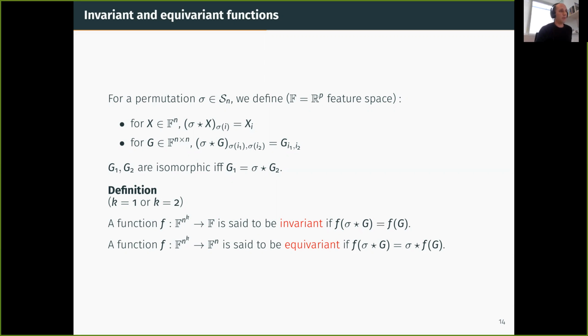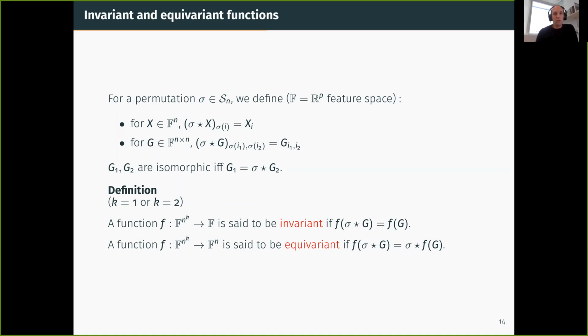So as I said before, if you want to make any function taking a graph and producing, for example, a label in classification, invariant, it's very simple. You can take the average of this function over the symmetric group. The only problem is that you need to take the average over the symmetric group, and the symmetric group has size n factorial, which is prohibitive as soon as n is bigger than 10 or something like that.